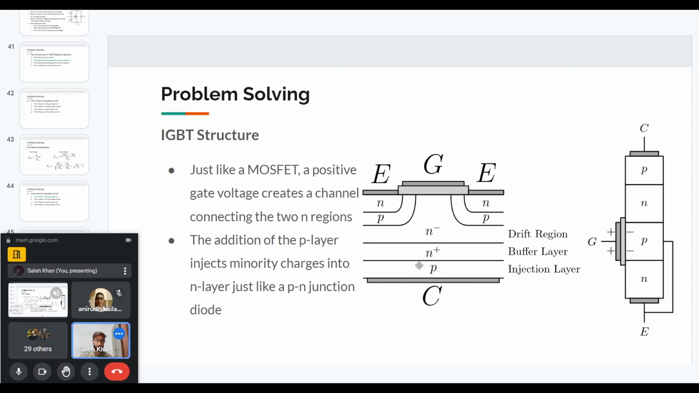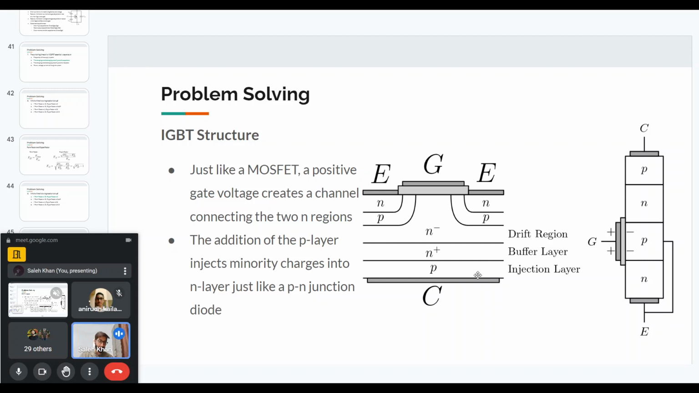The addition of the P layer basically injects minority charges into the N layer. So it will inject holes. The P layer is rich in holes. So when we apply a gate voltage and we have a positive voltage across collector and emitter, because of the forward biasing of this PN junction, holes will be injected into the N layer, and those holes will basically carry the device current.